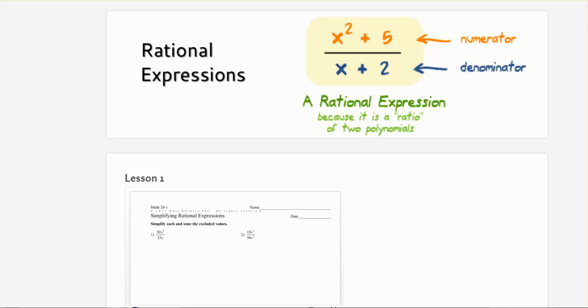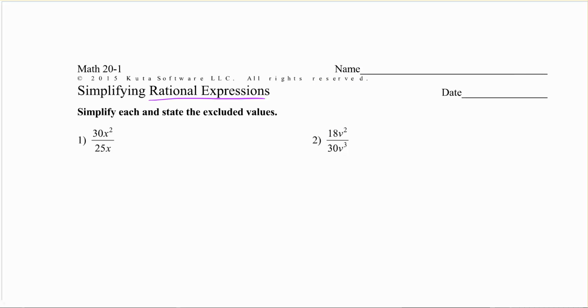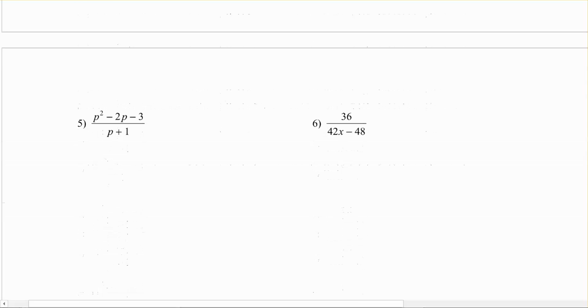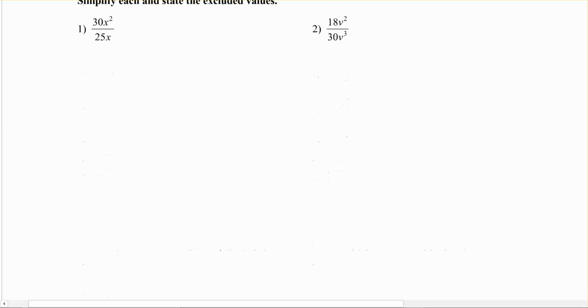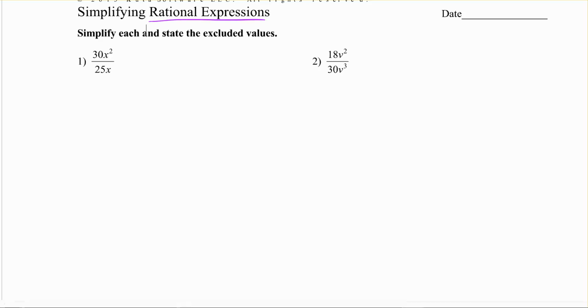Just to give you a little context, let me go back. What we're going to be doing is taking these rational expressions, things written with p's or x's, and some of them look more like this as you go down, and simplifying them. The first part says simplify each and state the excluded values. I'll show you what I mean by simplifying first, and then what I mean by excluded values.